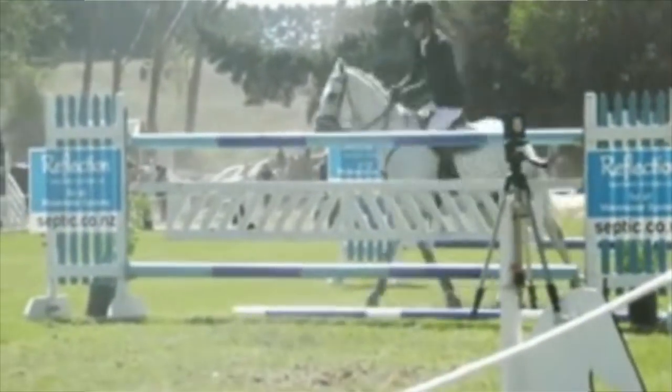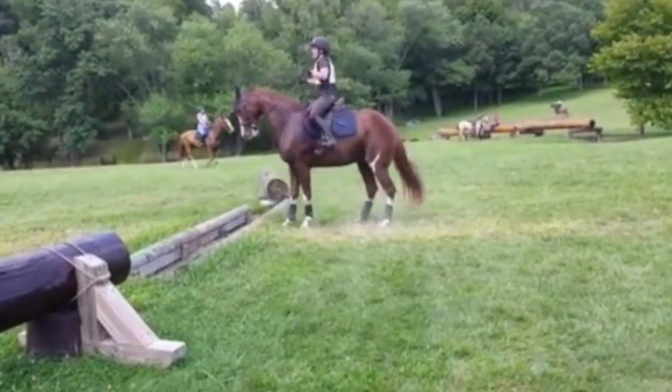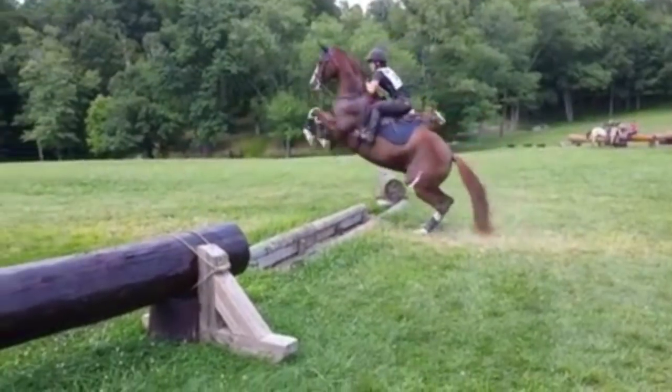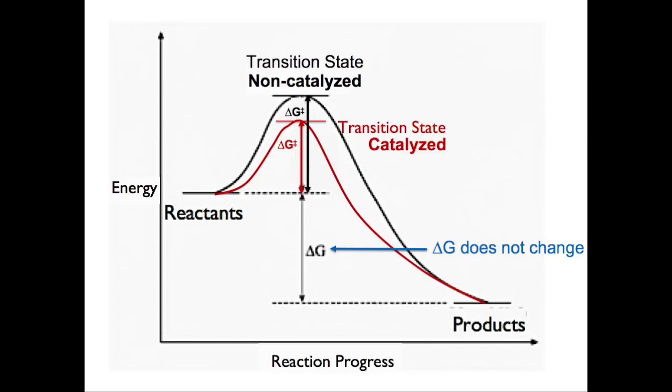And so the role of the enzyme is to decrease the energy of the transition state, to lower the delta G double dagger, and so more reactants can pass this energy barrier and go on to make products. From this graph, we can see that while the change in free energy from the reactants to the transition state, represented by delta G double dagger, decreases, the change in free energy from the reactants to the products, represented by delta G, does not change.